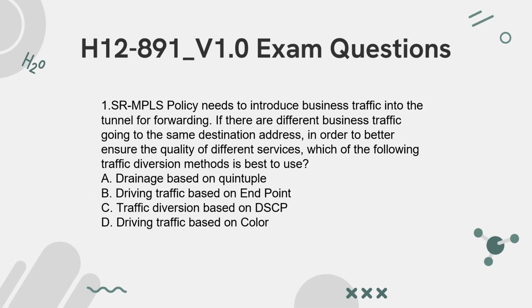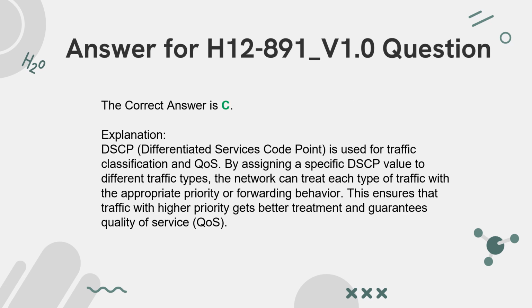SRv6 MPLS policy needs to introduce business traffic into the tunnel for forwarding. If there are different business traffic going to the same destination address, in order to better ensure the quality of different services, which of the following traffic diversion methods is best to use? A. Drainage based on quintuple. B. Driving traffic based on endpoint. C. Traffic diversion based on DSCP. D. Driving traffic based on color. The correct answer is C.